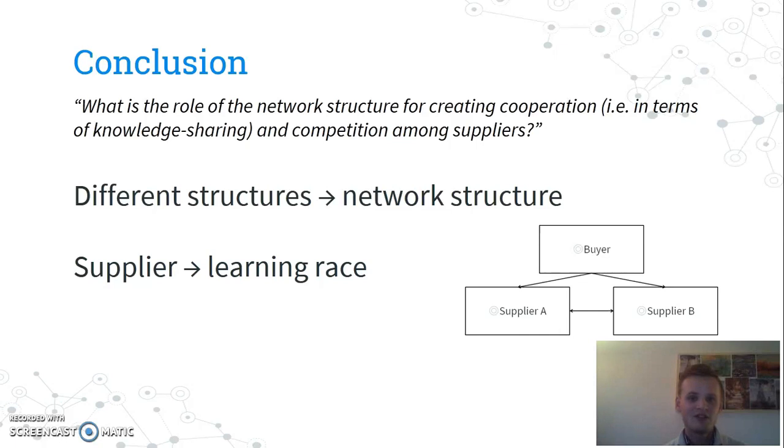In the final phase, the suppliers cooperate with each other and share knowledge, and the level of competition is on a low level. In the evolutionary phase, the suppliers are heavily competing to get into the new team, which is called the learning race, and this learning race hampers the cooperation in this phase.